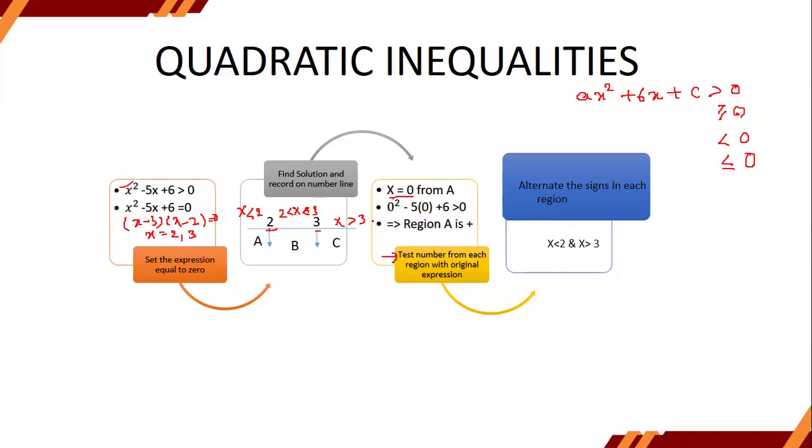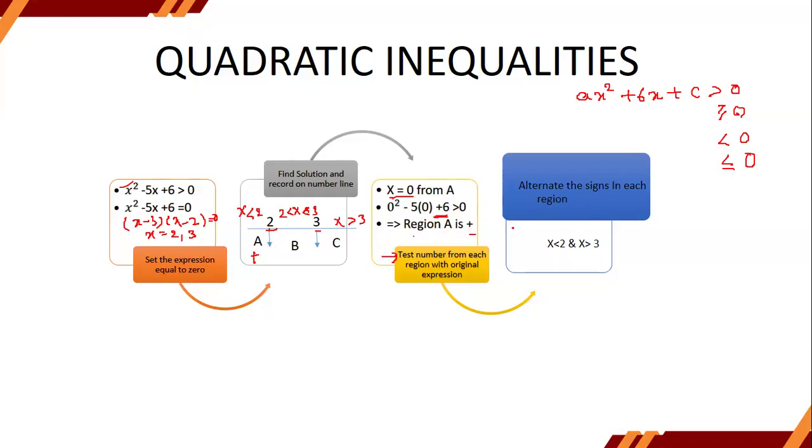So we will substitute x there: 0² − 5 times 0 + 6. Now, this particular expression is positive. So what we can infer from this is that region A is positive, right? Now, region A is positive.